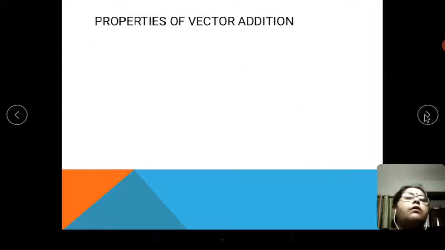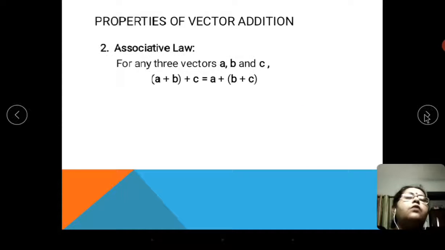The next law is the associative law. Now we have three vectors A, B, C, and we see that (A plus B) plus C is equal to A plus (B plus C). So that means we can play around with the brackets. It does not matter which pair we add first. If we add A and B first and then to the sum we add C, that is the same as if you add B and C and to the sum we add A.